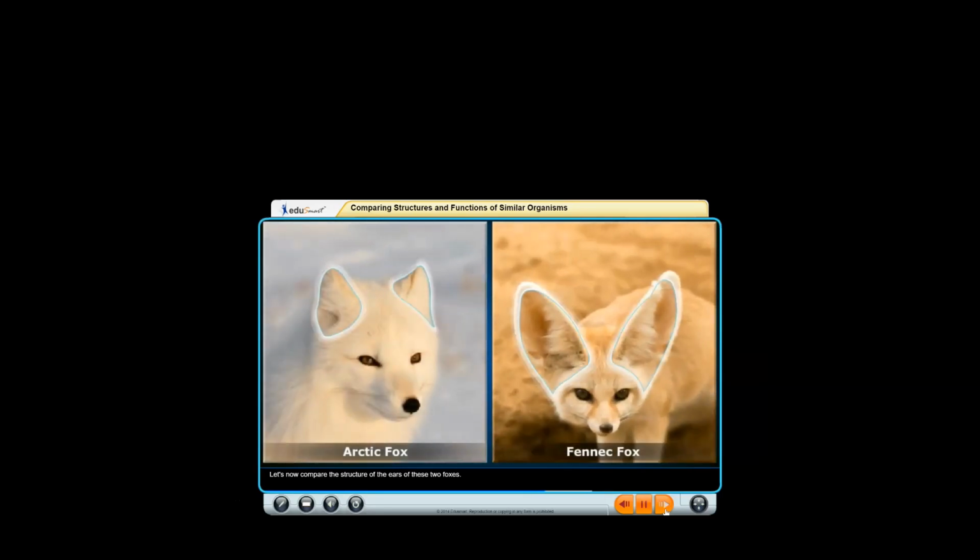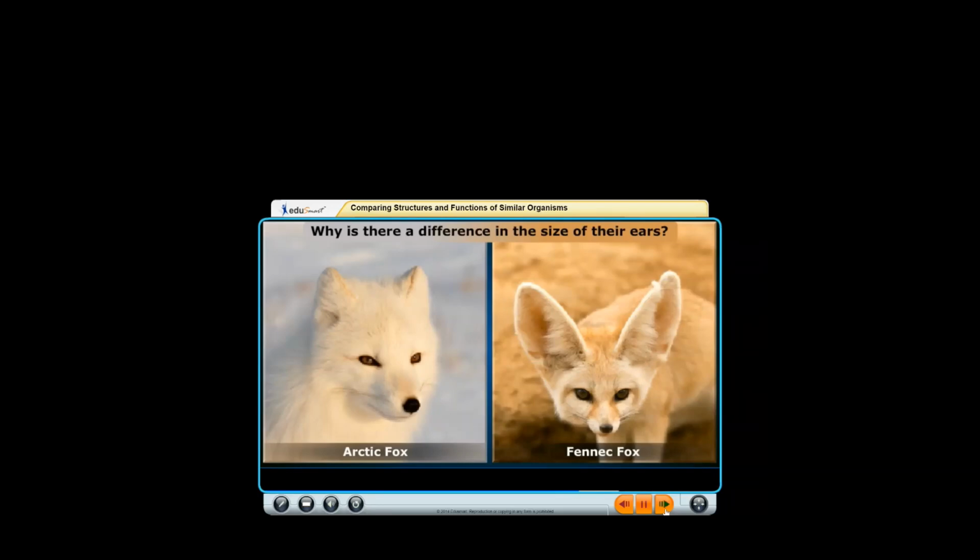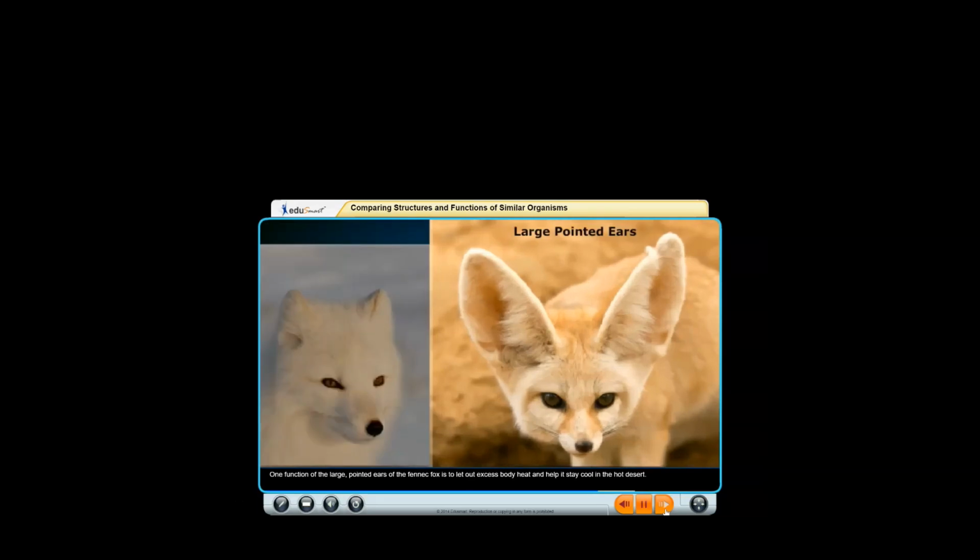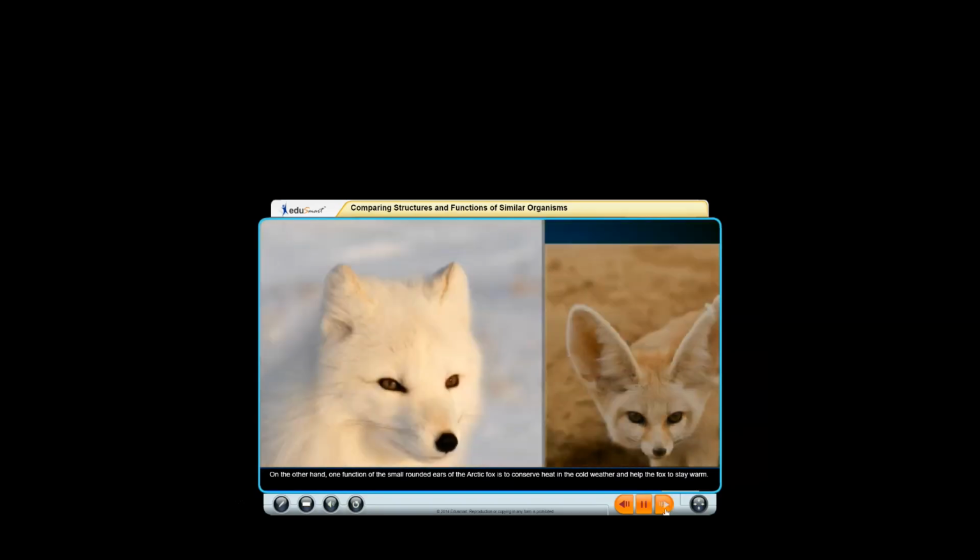Let's now compare the structure of the ears of these two foxes. Why is there a difference in the size of their ears? One function of the large, pointed ears of the fennec fox is to let out excess body heat and help it stay cool in the hot desert. On the other hand, one function of the small, rounded ears of the Arctic fox is to conserve heat in the cold weather and help the fox to stay warm.